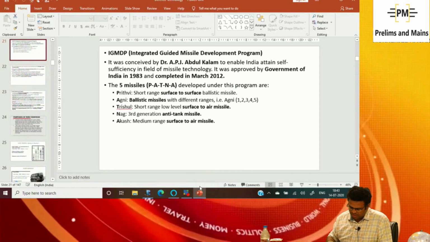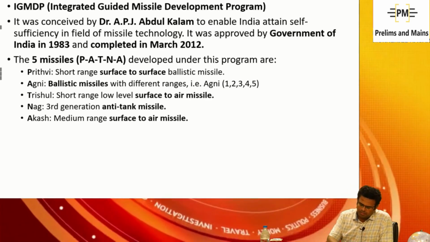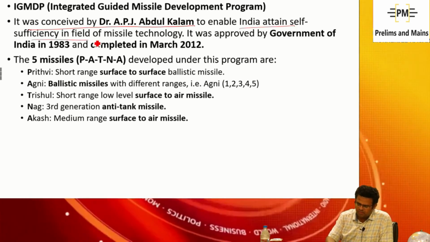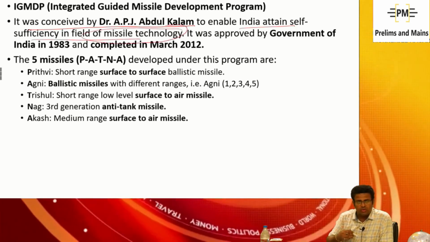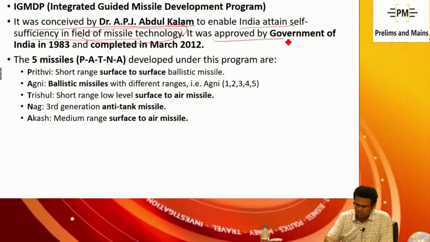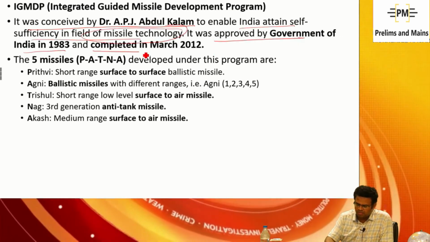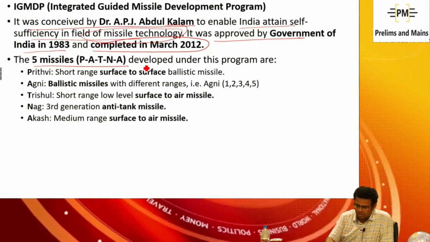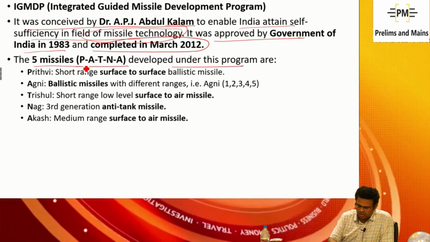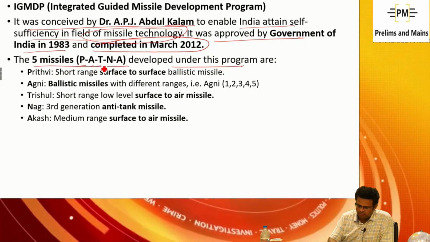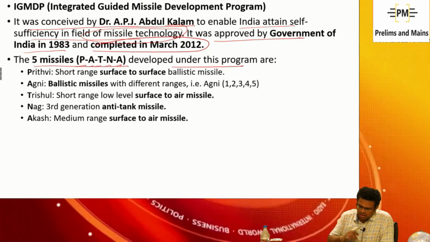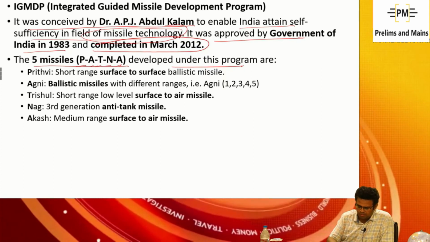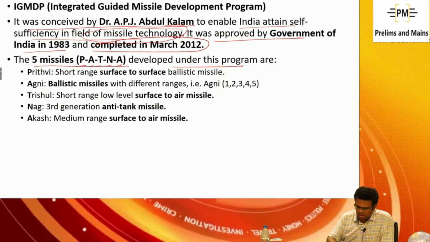The Integrated Guided Missile Development Program was conceived by APJ Abdul Kalam to enable India to attain self-sufficiency in the field of missile technology. It was approved by the government of India in 1983 and completed in March 2012. The five missiles developed under this program are P4 Prithvi, A4 Agni, T4 Trishul, N4 Nag, and Akash. So Prithvi, then Agni, Prithvi 3 series, Agni 5 series, Trishul, Nag, Akash.